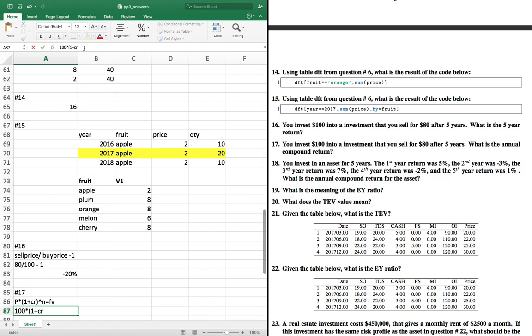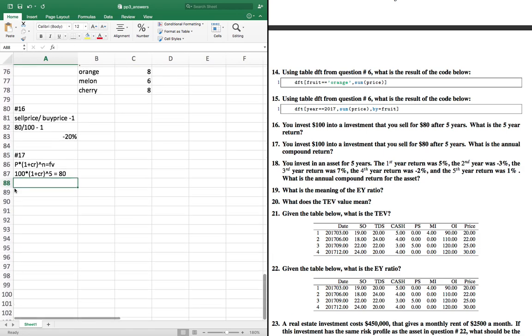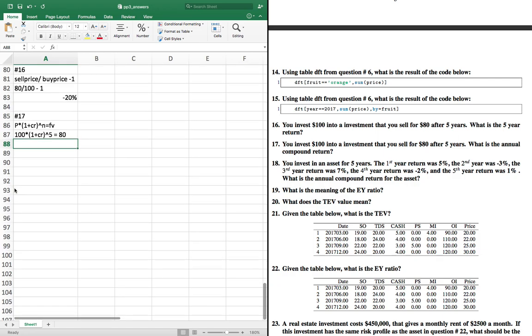We don't know what the compound return is. That's what we have to figure out. It's been 5 years, and the final result of my portfolio was $80. Now, this goes back to the previous question we did before. I think I gave you guys this in the first midterm. You just have to rearrange this to get the right answer, right? Again, move the 100 over.